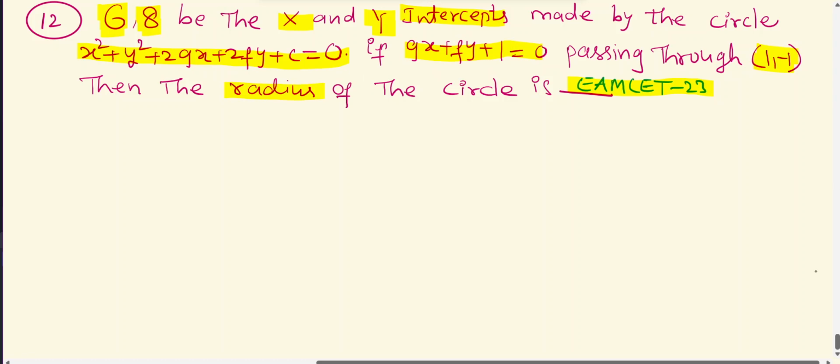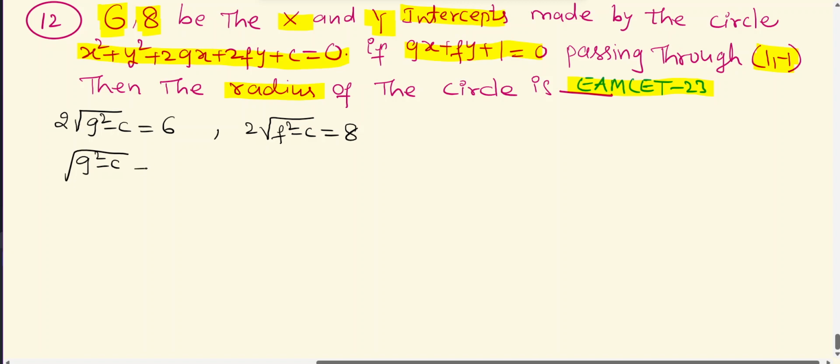So here it is given that 6 and 8 are the intercepts made by the circle on the x and y axis. We know that the formula for the intercept made by the circle on the x axis is 2 root (g square minus c), which is given as 6, and on the y axis, that is 2 root (f square minus c), this value is given as 8. From this, root (g square minus c) is equal to 3. On both sides, g square minus c is equal to 9. From this, root (f square minus c) is equal to 4. f square minus c is equal to 16.